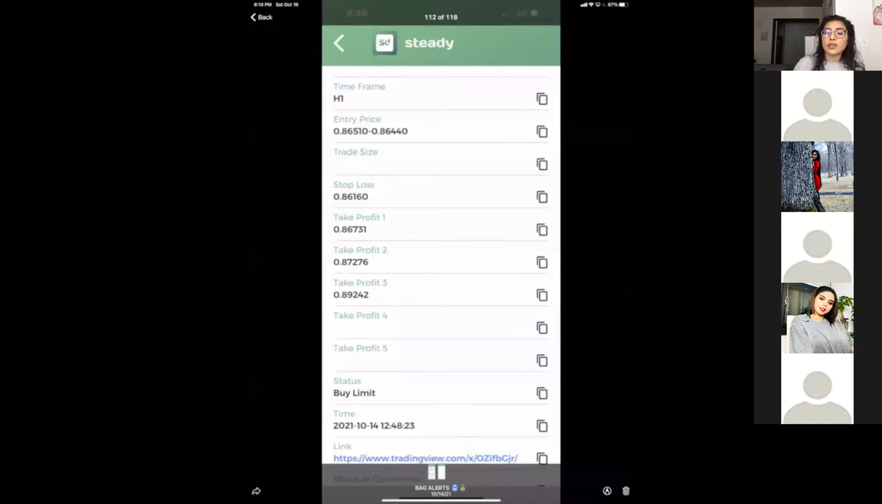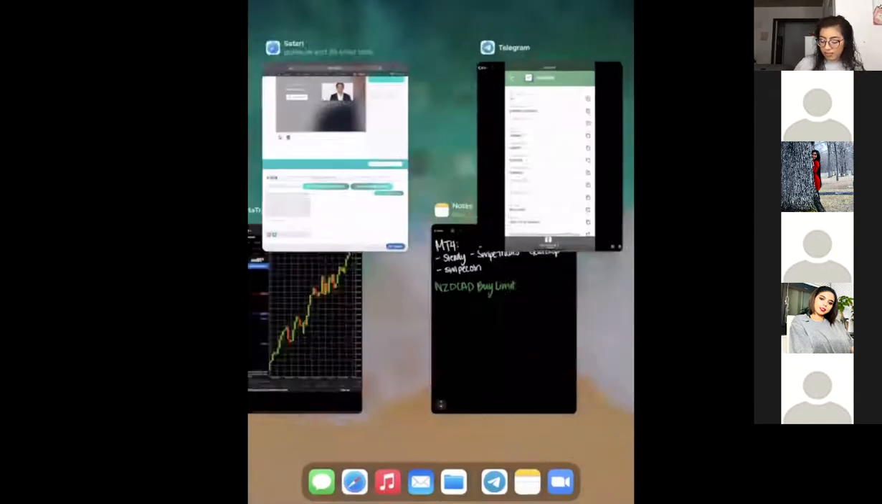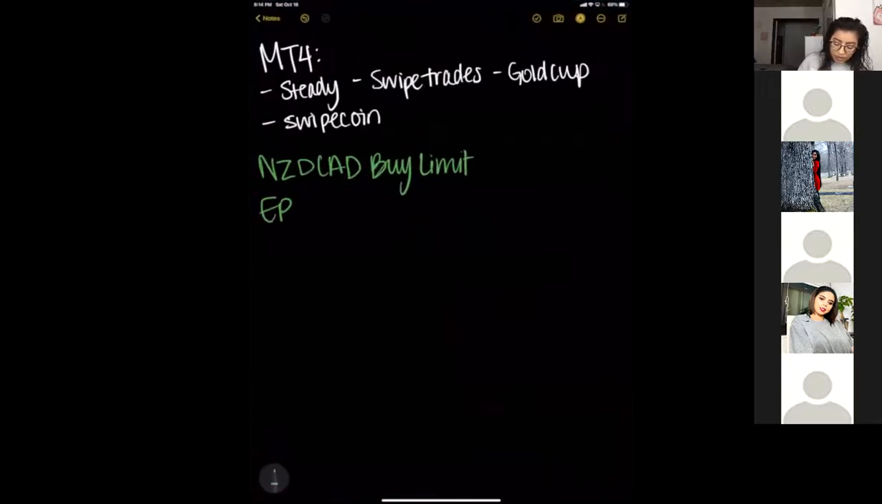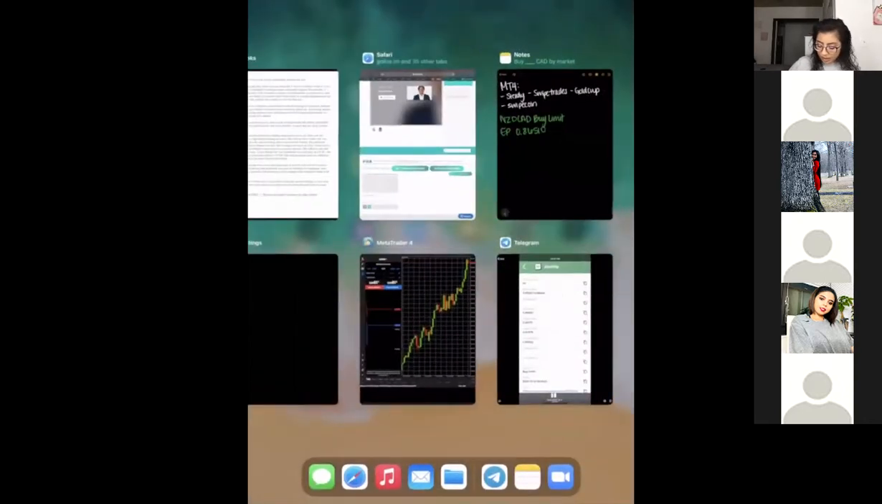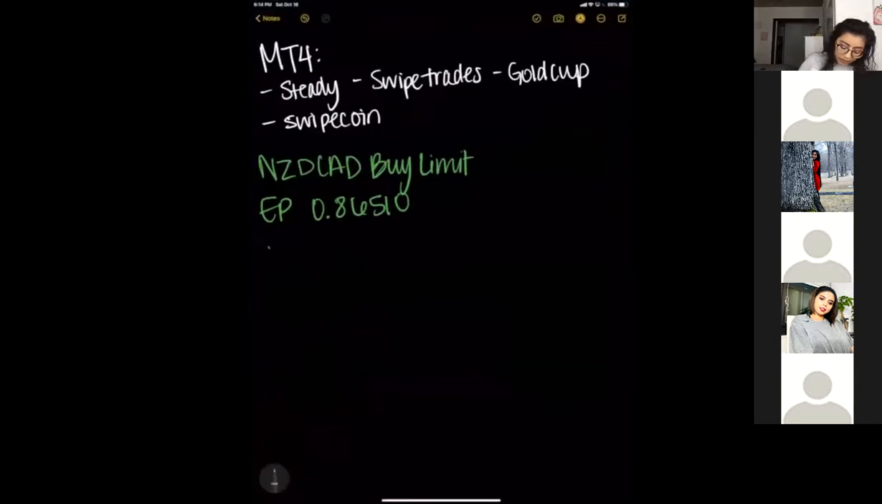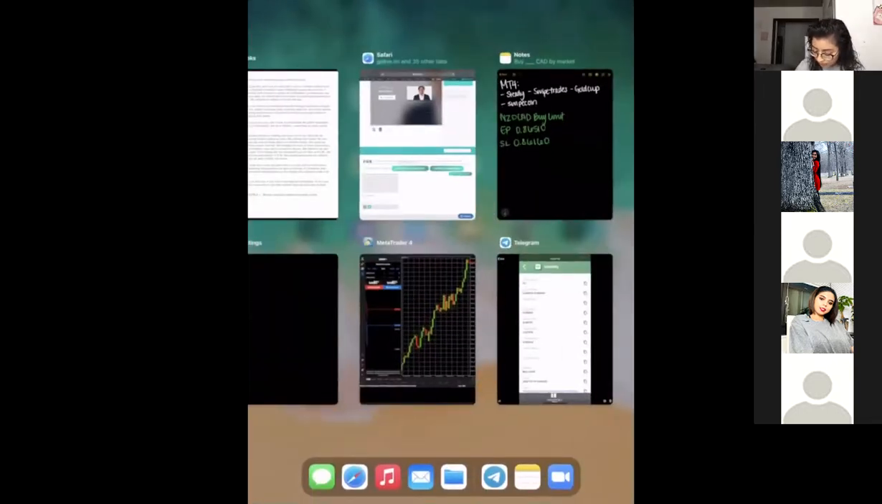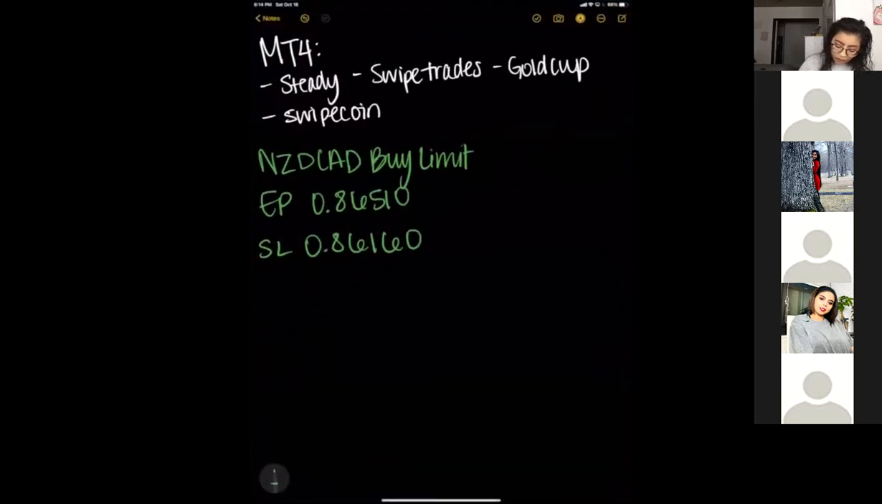So they said the entry price is 0.86510, okay? As you know, an entry price is just the price in which you enter the market, okay? All right, stop loss is 0.86160. And then your take profit is going to be 0.86731.